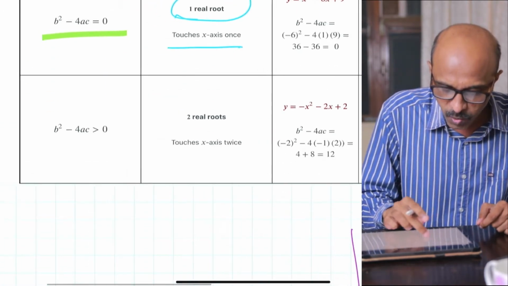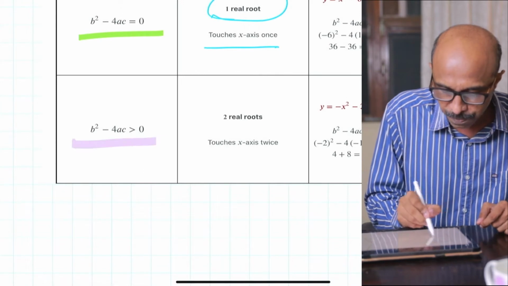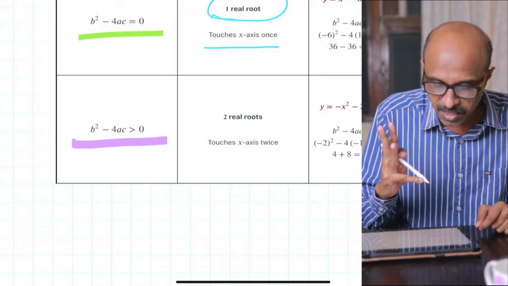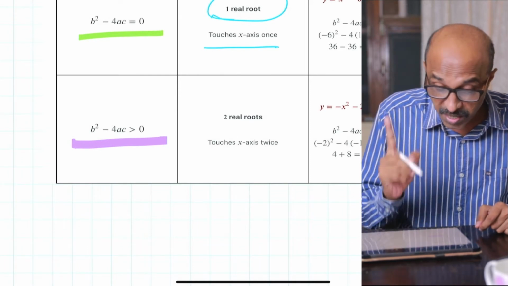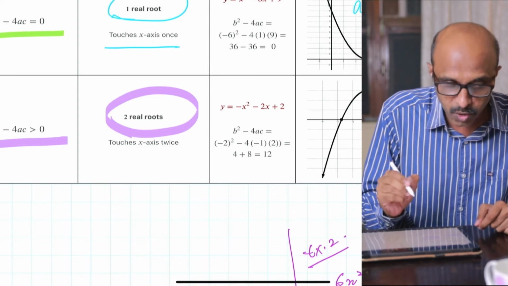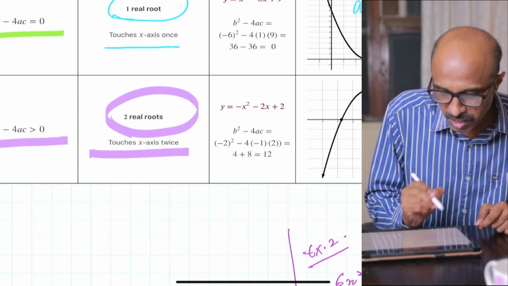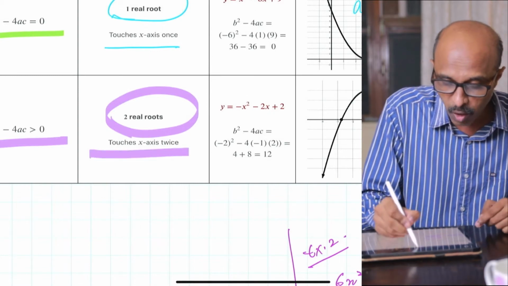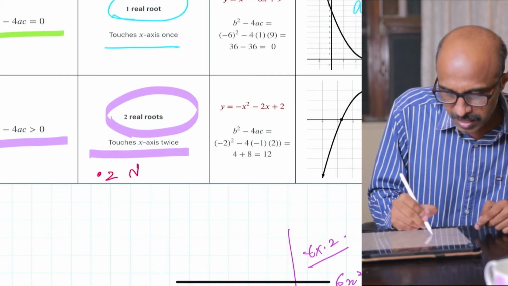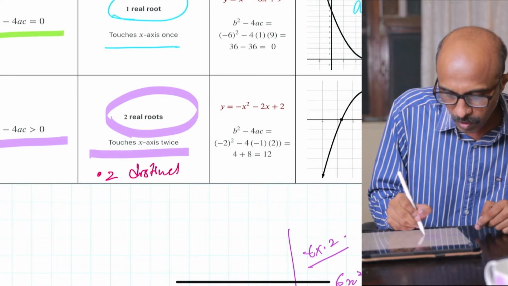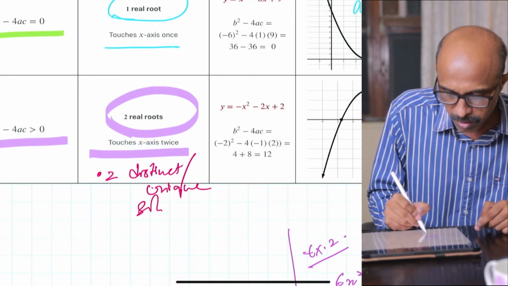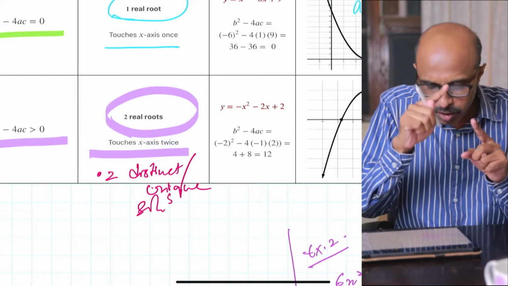Okay, the other thing is when b squared minus 4ac is greater than 0. That's the third scenario. b squared minus 4ac greater than 0 means that you're going to have two real roots. Two real roots means that it's going to touch the x-axis twice. This is also described as two distinct or unique solutions. Okay, touches the x-axis two times.